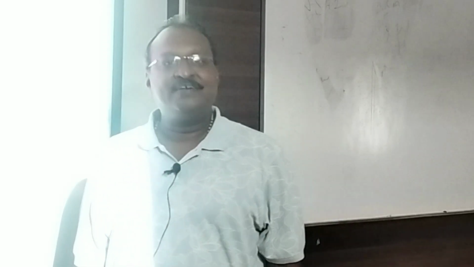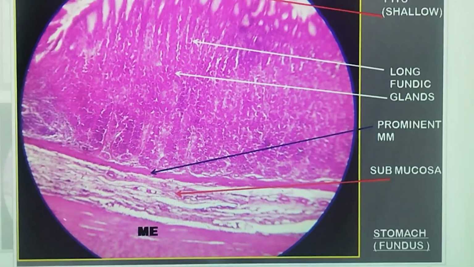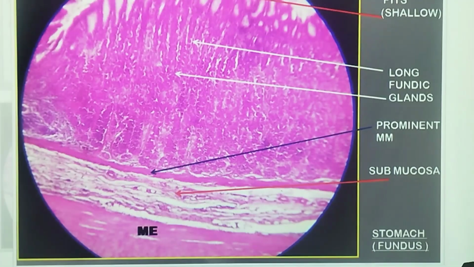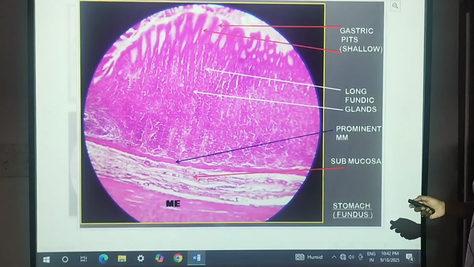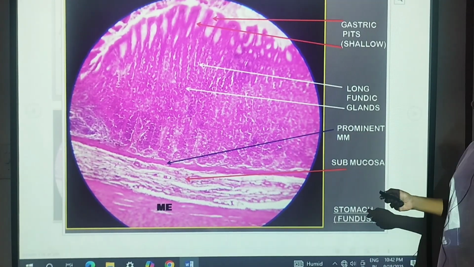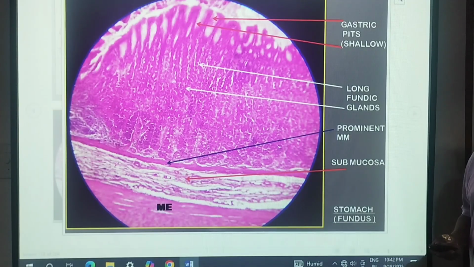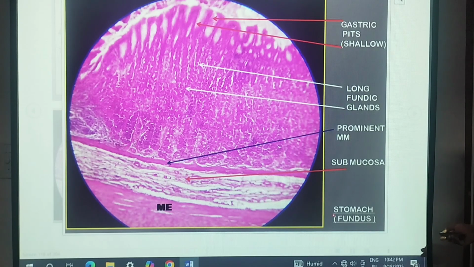Good morning, students. Today we will be seeing the histology of stomach. You can see I put the actual photo micrograph of histology of the stomach. As we know, when we read the histology of the stomach, we will be reading stomach at two levels: one at the level of the fundus, and one at the level of the pylorus. Now the present slide we are seeing is the stomach at the level of the fundus.